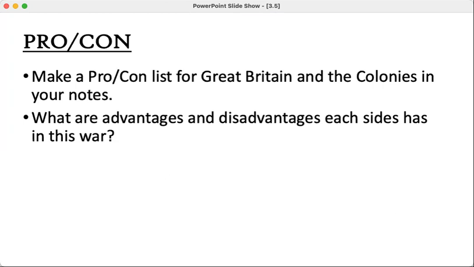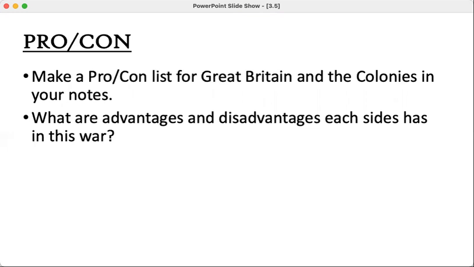So if you are a student, or if you just want a little bit of review, I would love for you to pause right now and get out a piece of paper. Make a pro-con list for both the British and the colonies. Strengths and weaknesses. What are some of the advantages? What are some of the strengths that the British have? What are some of their weaknesses? What are some of the strengths that the colonists have? What are some of their weaknesses? Do a little bit of pre-thinking, activating that prior knowledge. What do you already know?